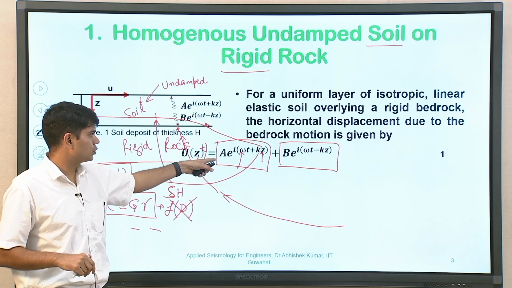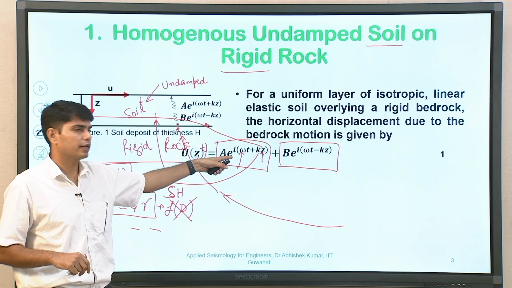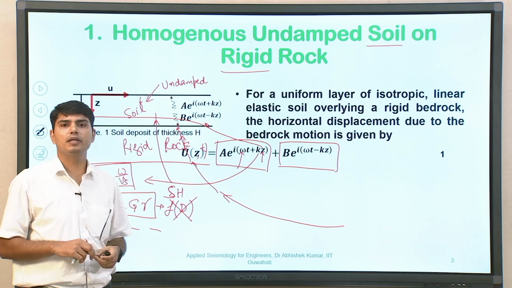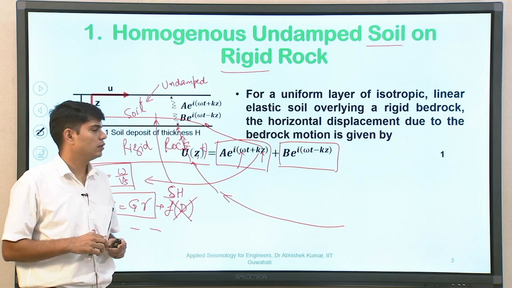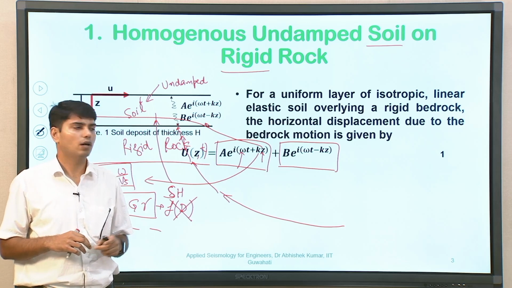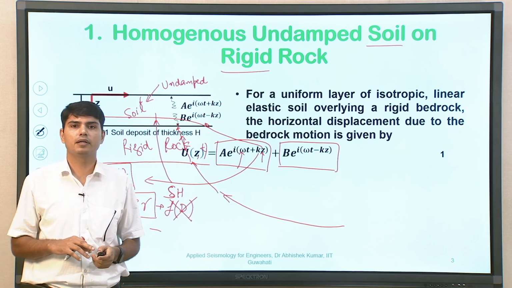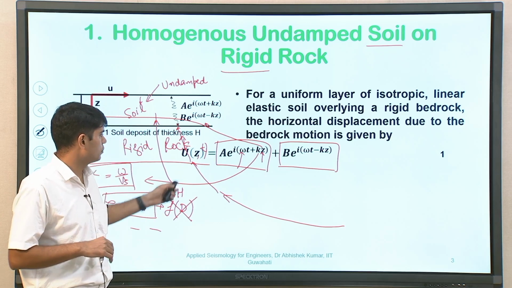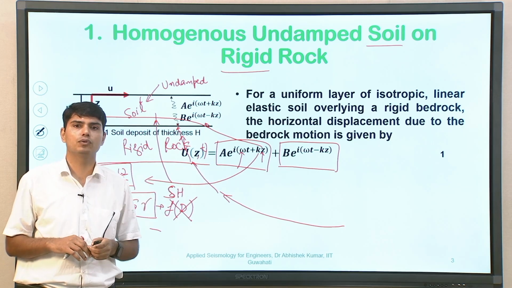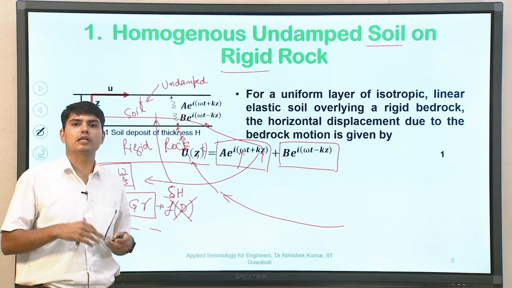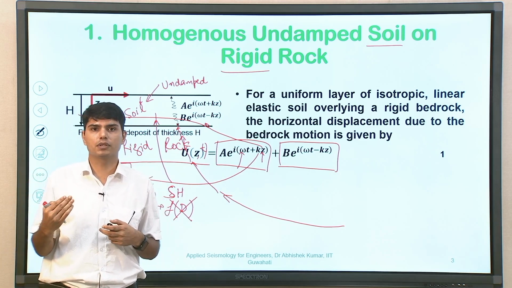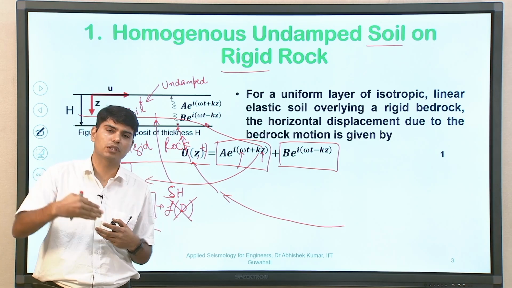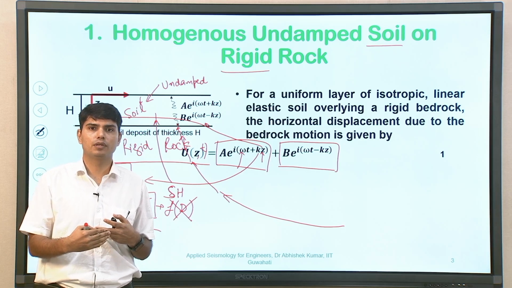So, this was the equation: u(z,t) equals A exponential iota (omega t plus k z) plus B exponential iota (omega t minus k z). All the terms we have already explained. Now, in order to find the solution, this is the equation which is given to you. When we talk about the solution, we are interested in finding the modified ground motion when some incident motion characteristics are given to you.